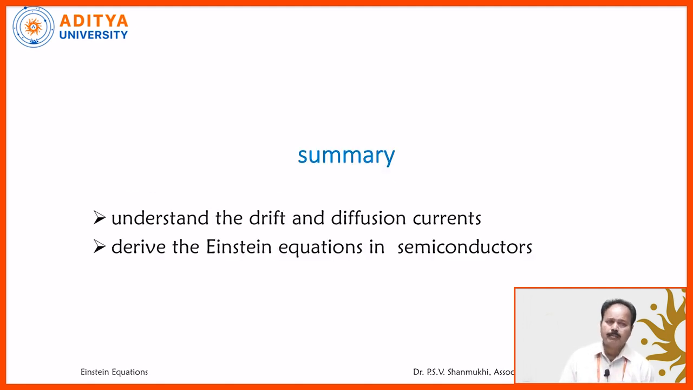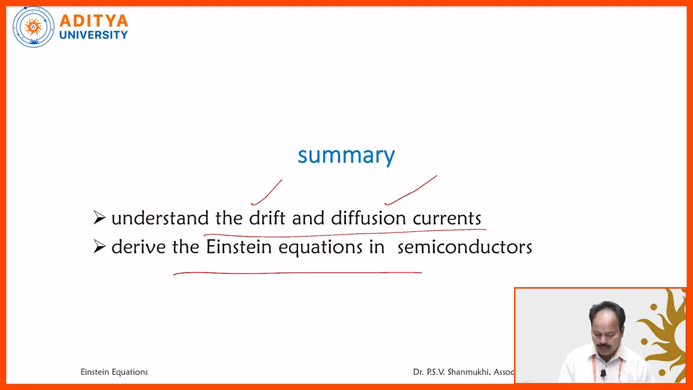Coming to the summary, we have discussed drift currents and diffusion currents. If there is an applied electric field, the carriers move from one place to another and produce some current, called drift current, and the corresponding current density is called drift current density. When there is a concentration gradient, the carriers move from higher density to lower density and produce currents called diffusion currents. We have already seen the expressions for those two. And finally, we have derived the Einstein equations in semiconductors.